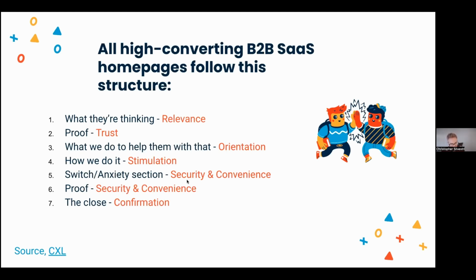Then we have the switch and anxiety section. This is about security and convenience. So making sure that you point out that the process of carrying forward, signing up, or getting in touch with support is safe, secure, and convenient, and that it's not going to take ages. This can be the initial onboarding as well. Final proof, again, security and convenience. When it comes to the emotional and psychological aspects, these kind of match.